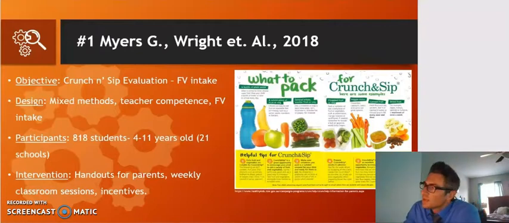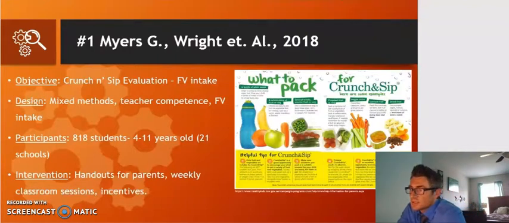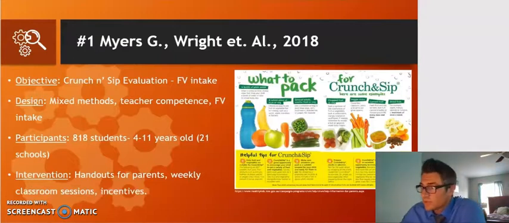The design of the program was a mixed method study, pre-test, post-test design, which examined fruit and vegetable intake, fruit and vegetables brought to schools, and teachers' confidence levels of administering the program at baseline and upon completion. So there were 818 students from 21 schools aged 4 to 11, and the children were given handouts for their parents to read and learn at home, as well as weekly classroom sessions that were taught with incentives such as pencils, erasers, and stickers that were given to the children who brought a fruit or vegetable to the session.